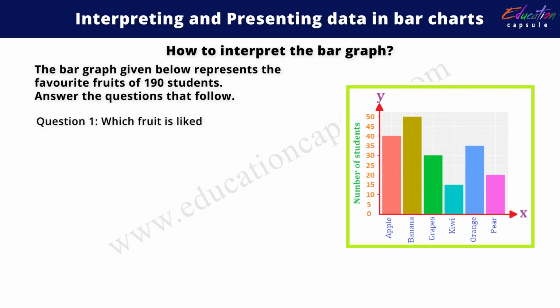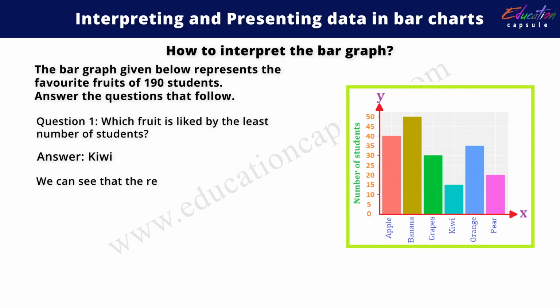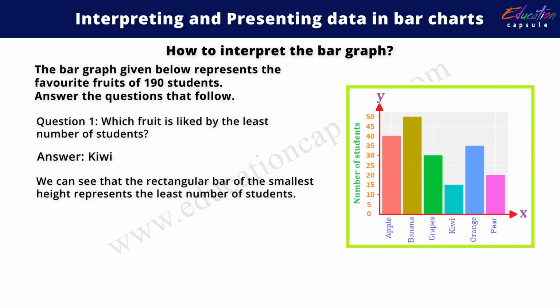Which fruit is liked by the least number of students? So the answer here would be kiwi. We can see that the rectangular bar of the smallest height represents the least number of students.